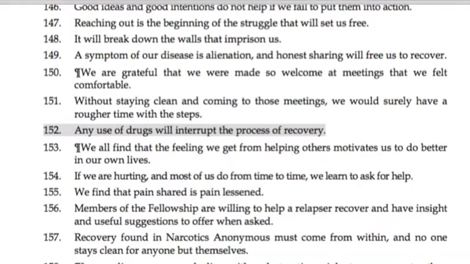My sponsor says denial is the disease's way of staying anonymous.